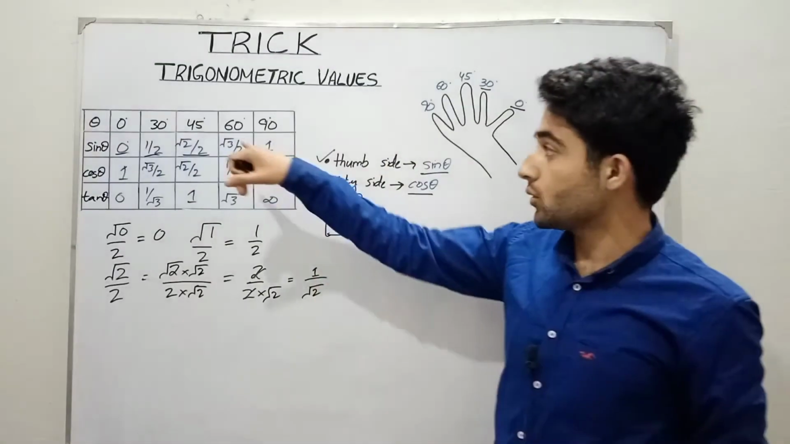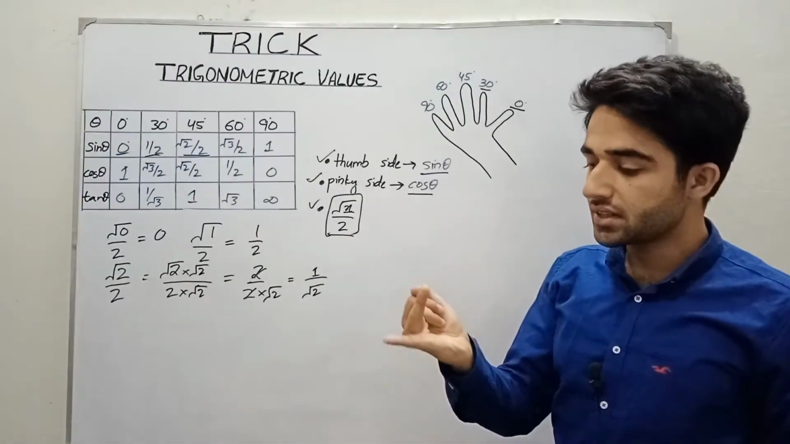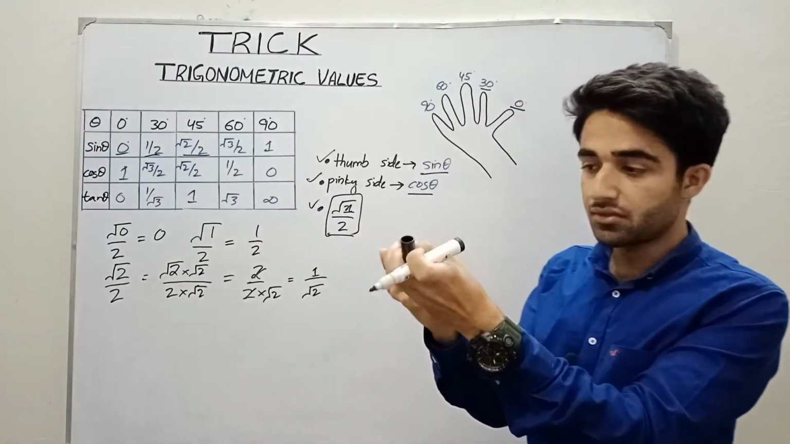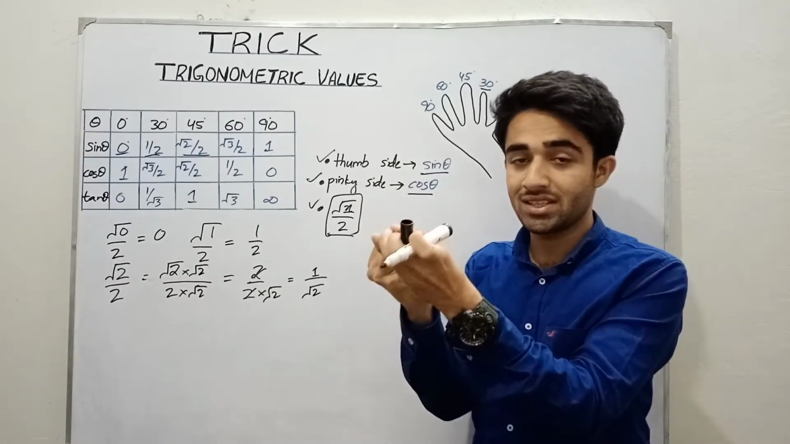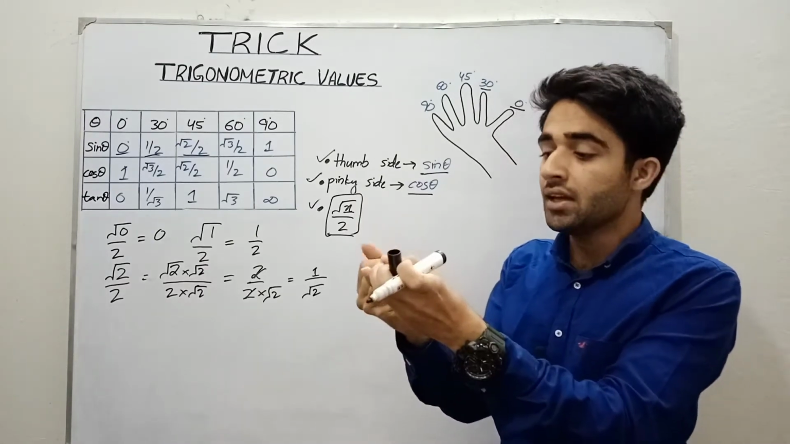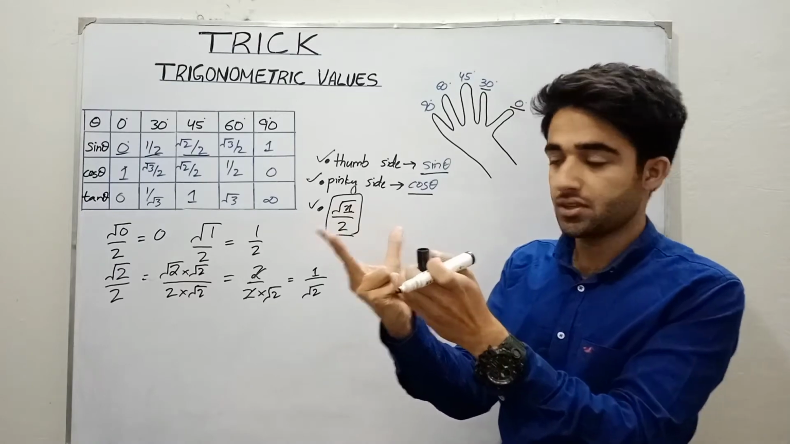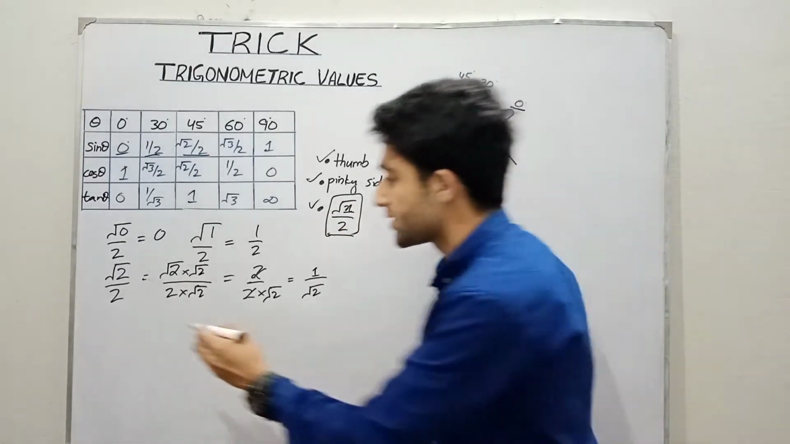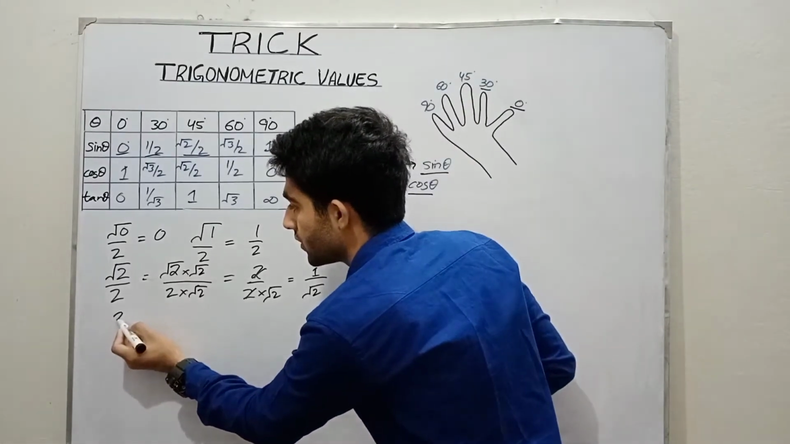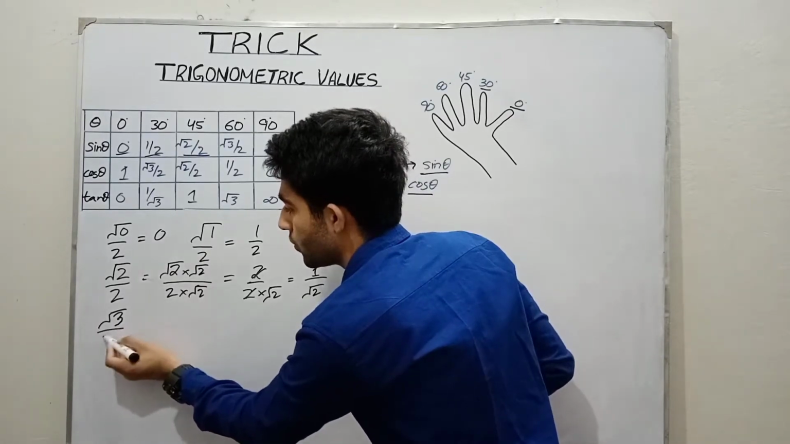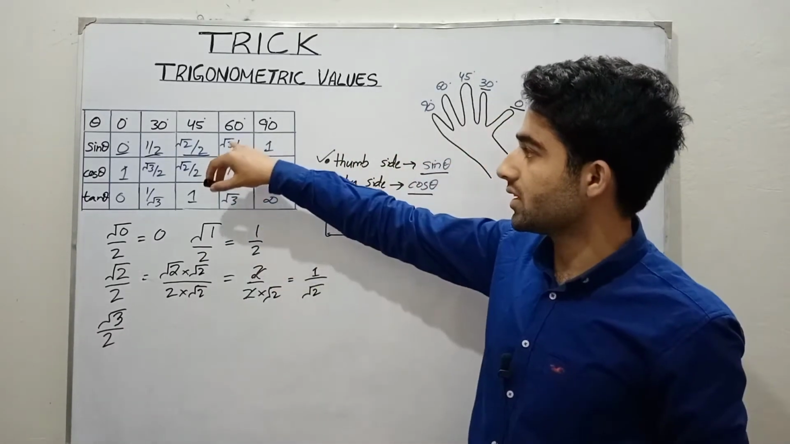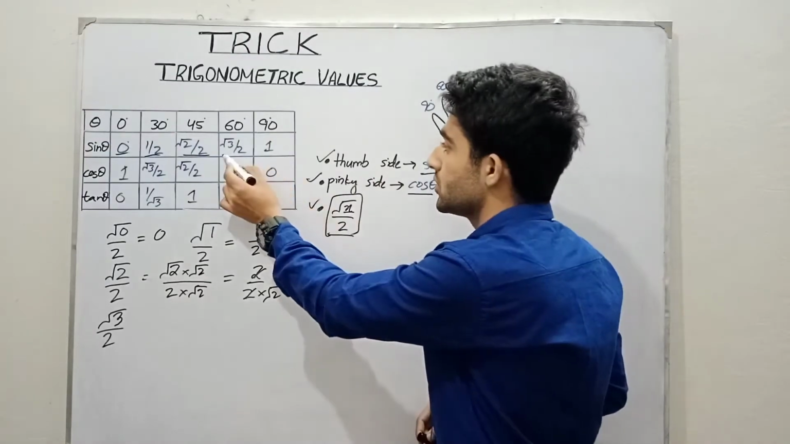The next value is for 60 degree. The 60 degree finger is this. In the thumb direction for sine theta there are 3 fingers. It means that the value of x is 3, so root 3 over 2 is the value for sine theta at 60 degree.